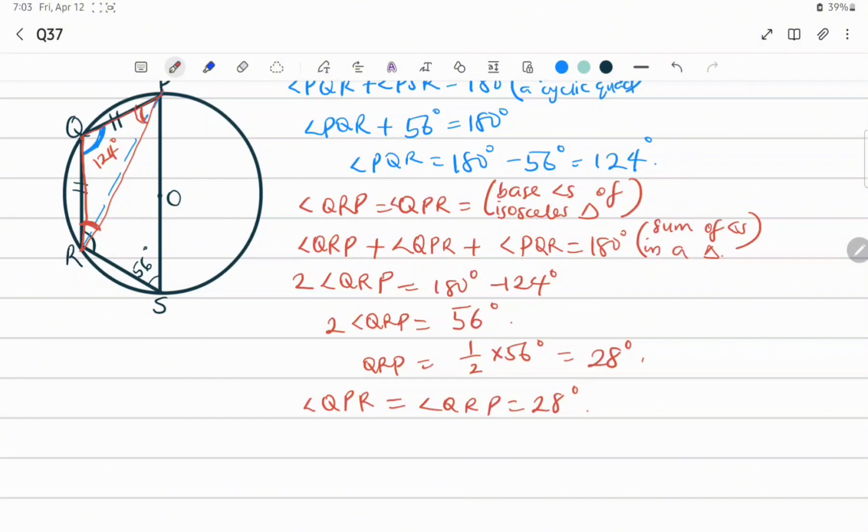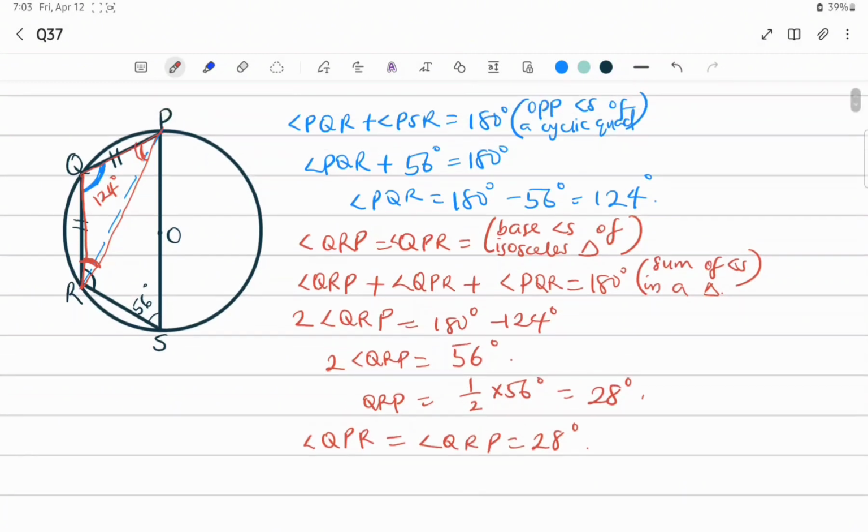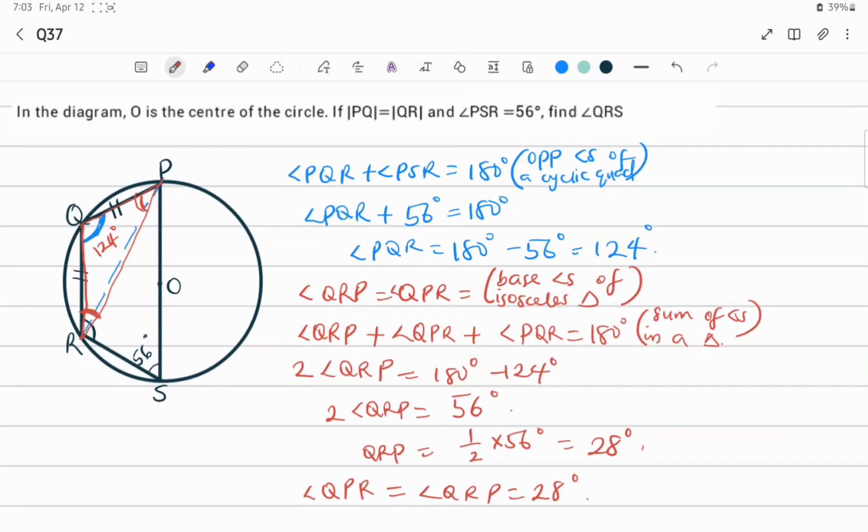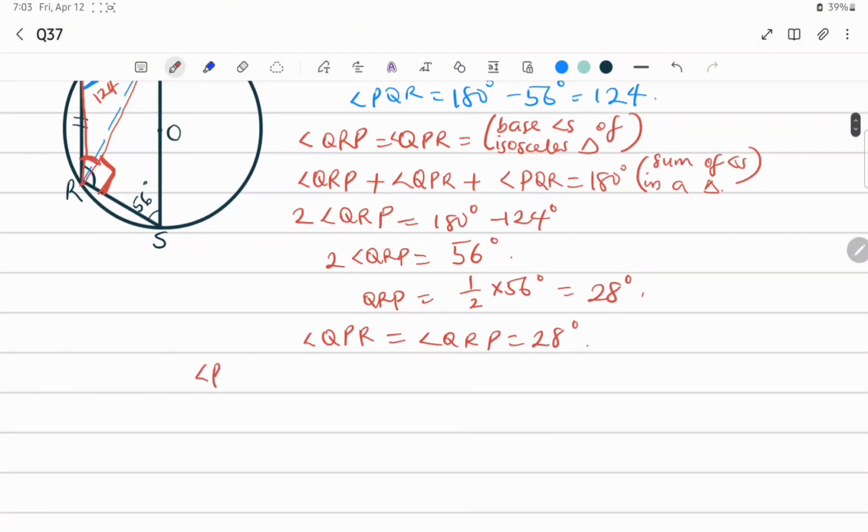Now that we know what that angle is, you should also remember that the angle in a semicircle is 90 degrees. We have a semicircle because from the question, we're told O is the center of the circle. That means the line PS is a diameter. So if PS is a diameter, that means I have a semicircle. So the angle PRS is 90 degrees. This angle right here is 90 degrees. PRS is 90 degrees, angle in a semicircle.